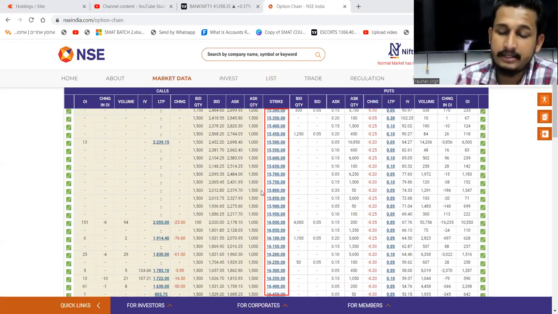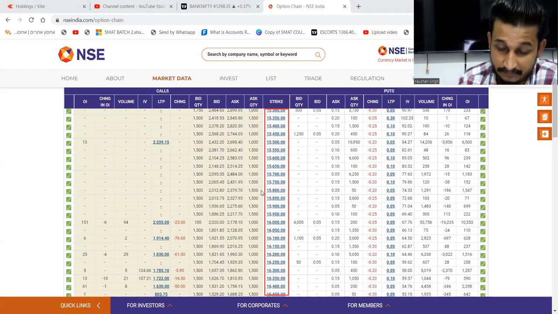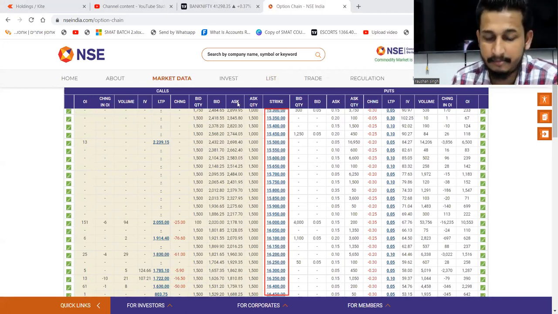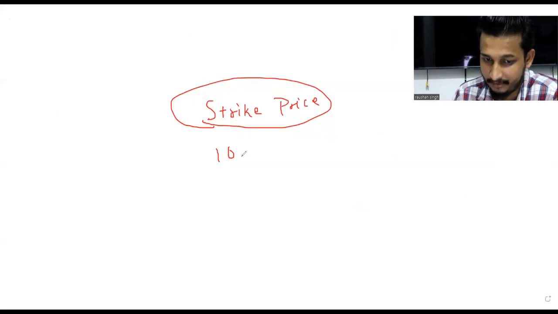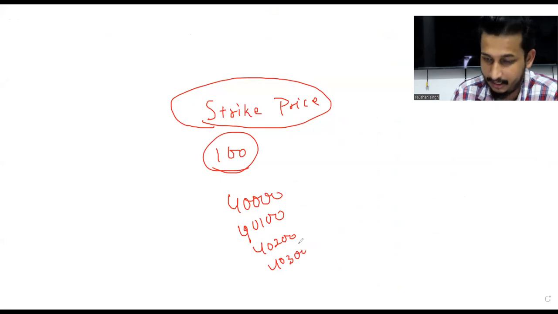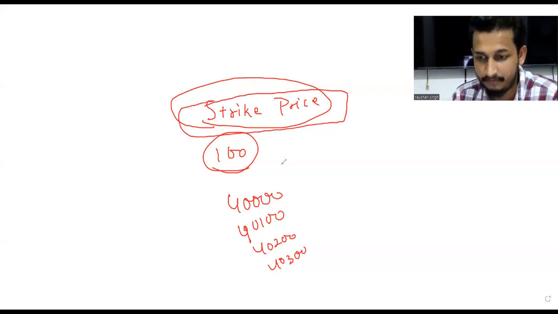Like for some stock it is going to be 20 multiples, some stocks it is 10, some stocks it is 5, for some stock it is going to be 100. बैंक निफ्टी में ये multiples में जो available होते हैं वो 100 में available होते हैं. ठीक है, which means 40,000, 40,100, then 40,200, 300, like this it is going to be available. ठीक है, तो strike price will be available in the multiples of 100, 20, 50. For Bank Nifty ये 100 में available है.